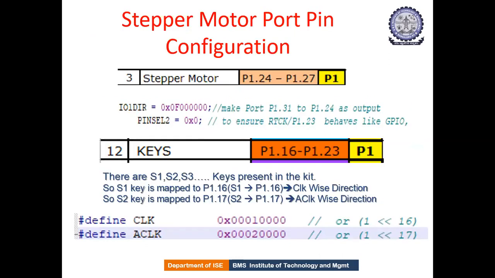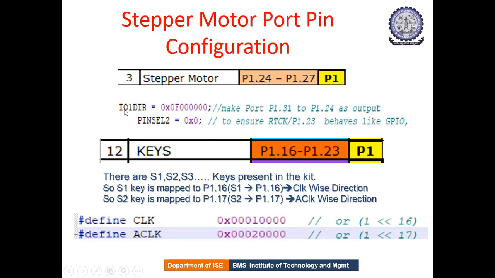Before writing the code, we are supposed to see to which pins the stepper motor has been connected. The stepper motor is connected to port 1, 24th bit to port 1, 27th bit. That is 24, 25, 26 and 27. These 4 bits are where the stepper motor has been connected. Whenever we talk about a motor, it is an output operation. That means the motor is getting rotated. That means we are supposed to enable these particular pins. That means the 24th bit, 25th bit, 26th bit, 27th bit should be made high.